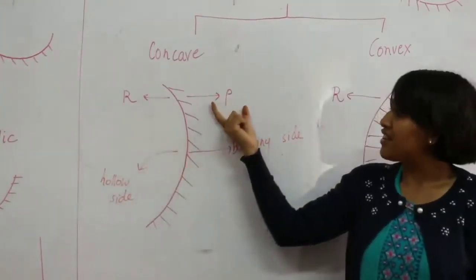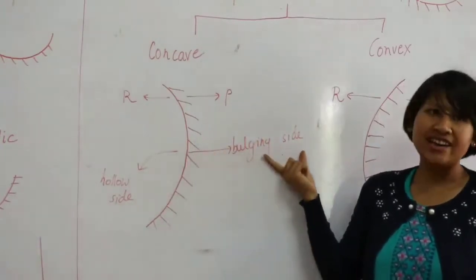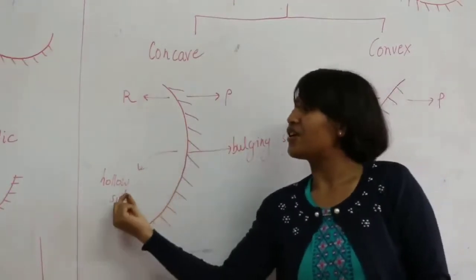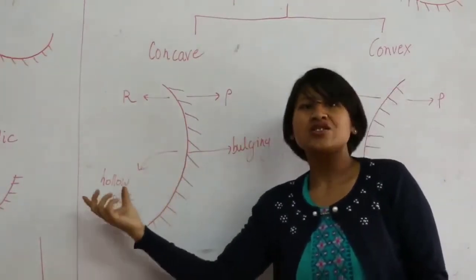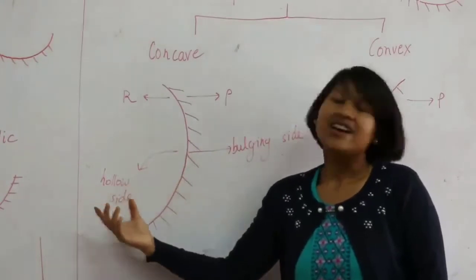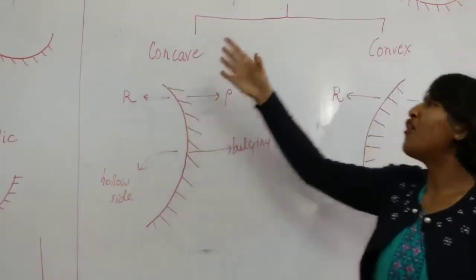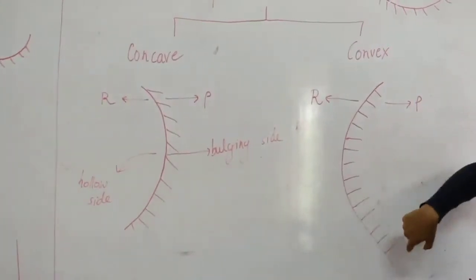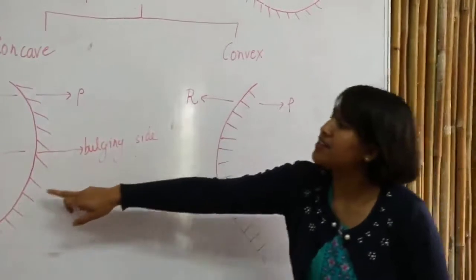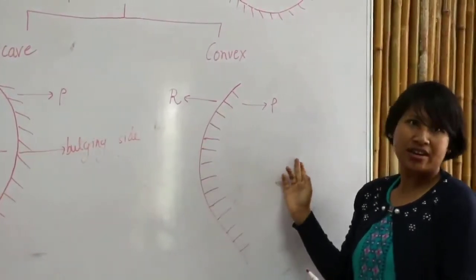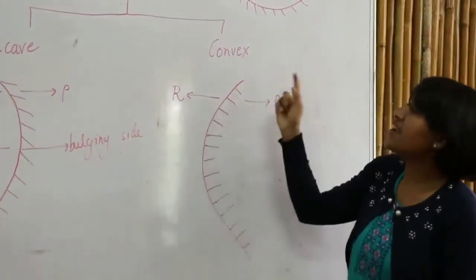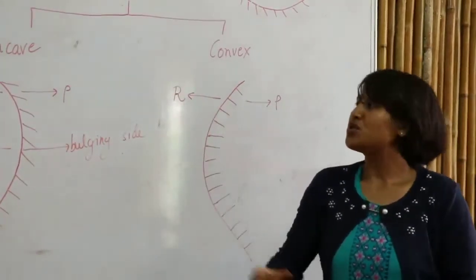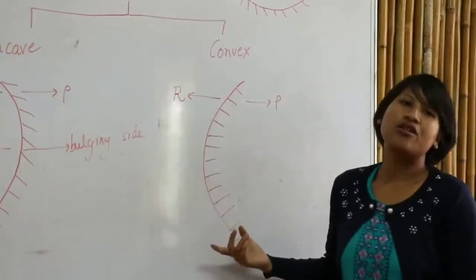When the polished surface is on the bulging side, and the reflecting surface is towards the hollow side, that is a concave mirror. But for a convex mirror, the polished surface is on the hollow side. You can see the difference, right? This is bulging, but this side is the hollow side. The bulging side is actually the reflecting surface. So this is a concave and this is a convex mirror.